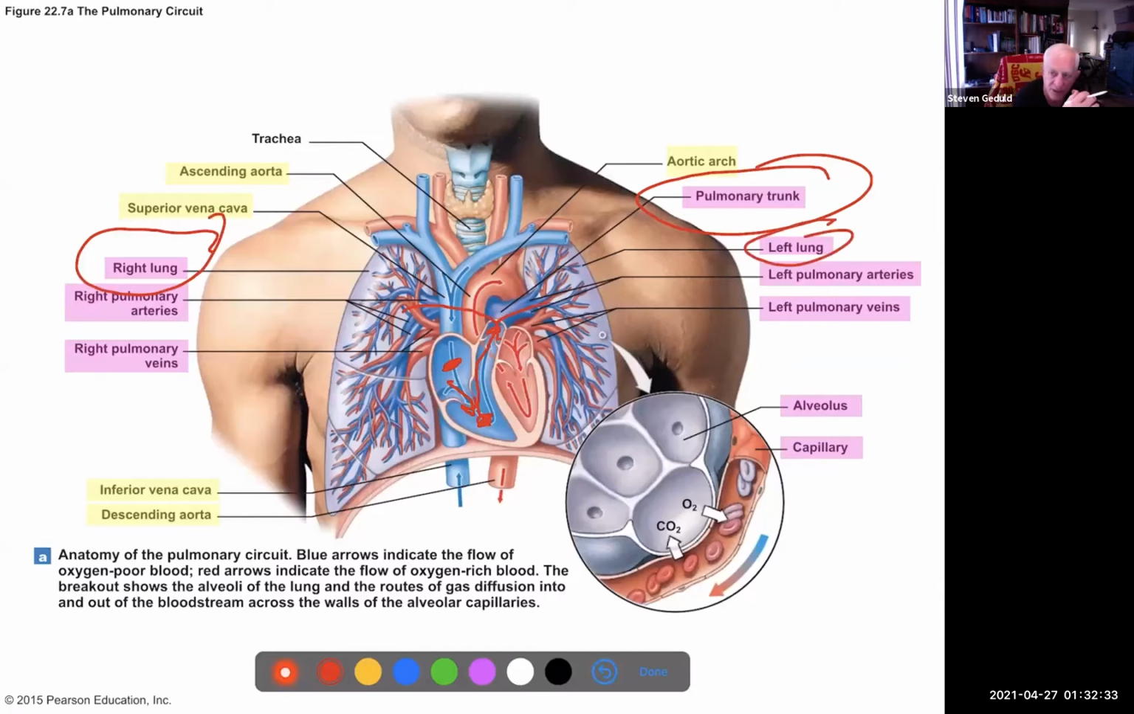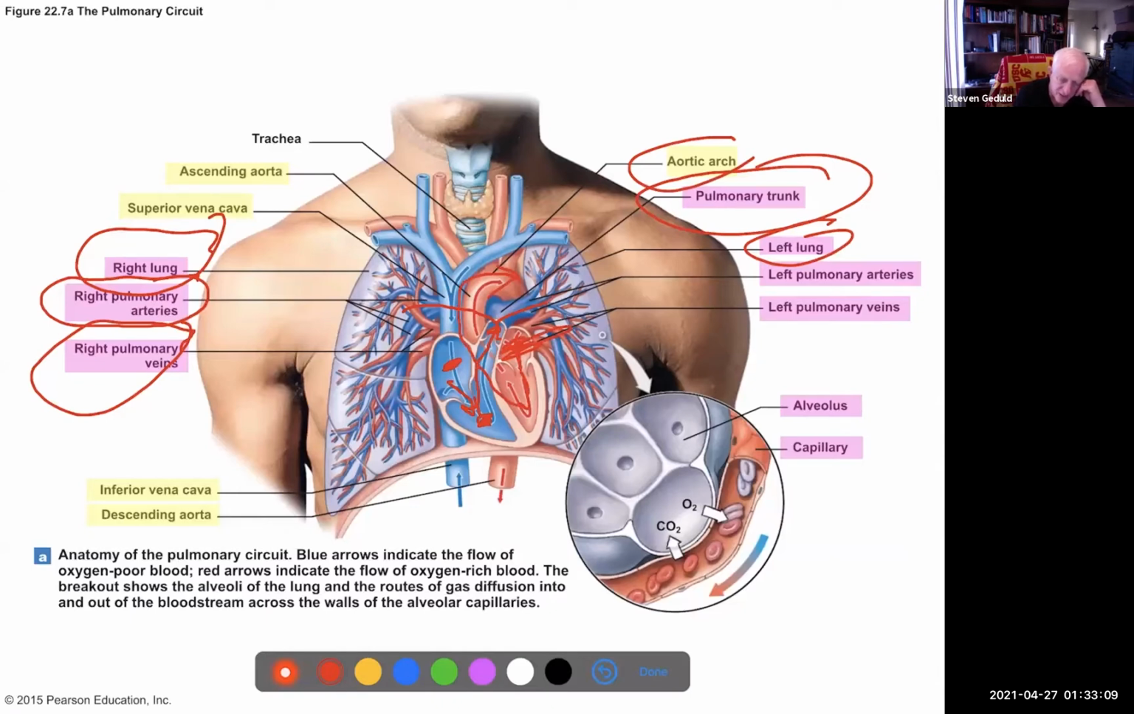At the lungs, it gives off CO2, takes in oxygen. So the pulmonary arteries bring deoxygenated blood to the lungs. The pulmonary veins take that oxygenated blood and bring it back to the left atrium. Sorry, I said the left ventricle. The pulmonary veins bring it back to the left atrium, goes through the bicuspid valve to the left ventricle, then through the aorta. Okay, the ascending aorta.